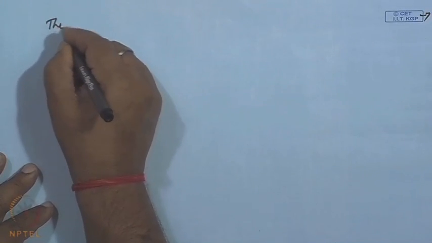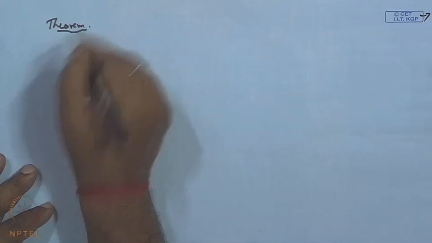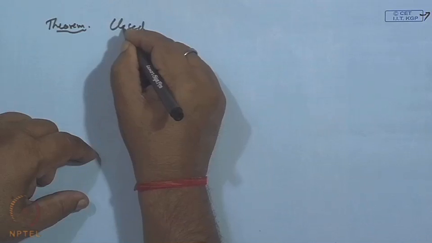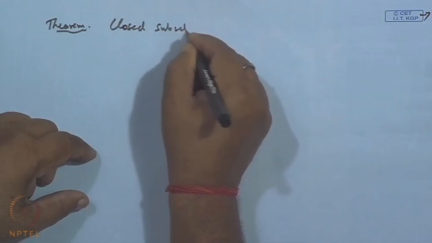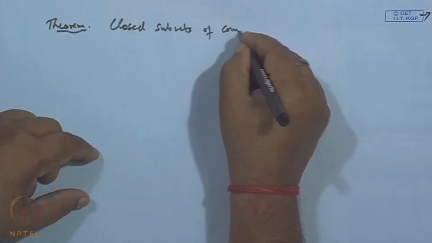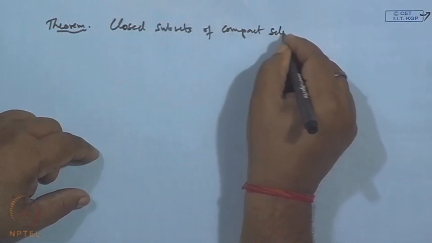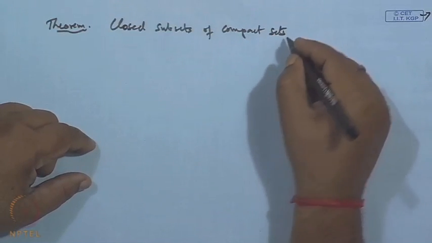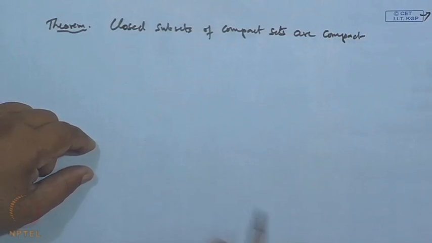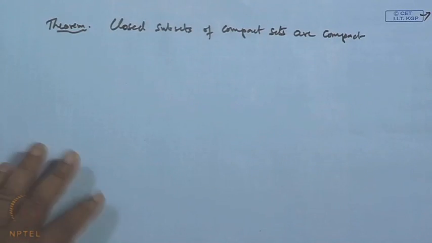Another result. Closed subsets of compact sets are compact. So this we wanted to show, prove.